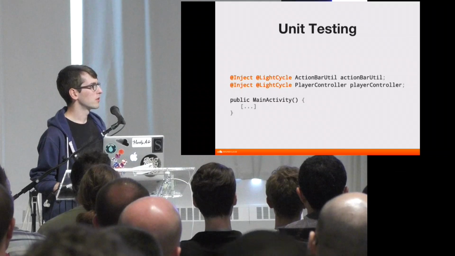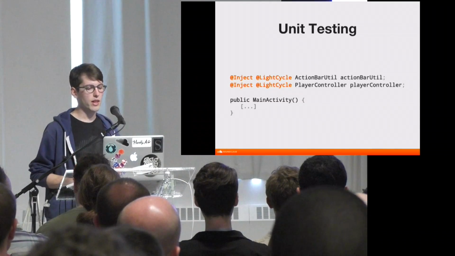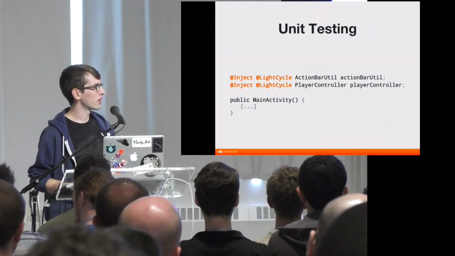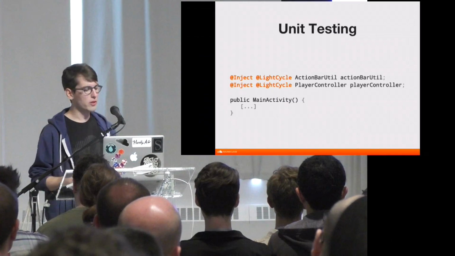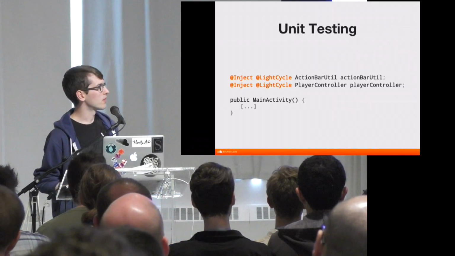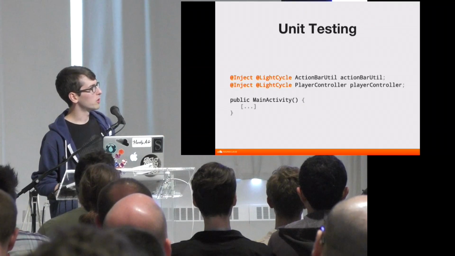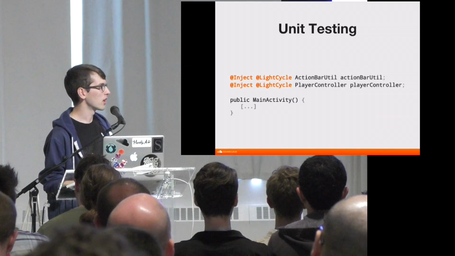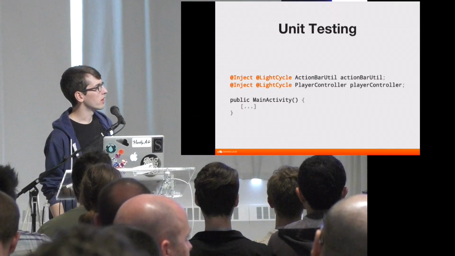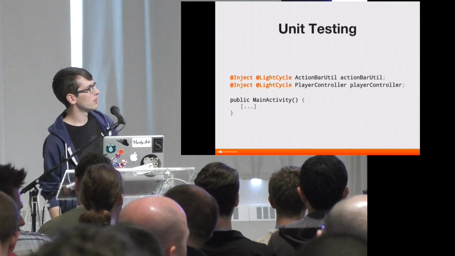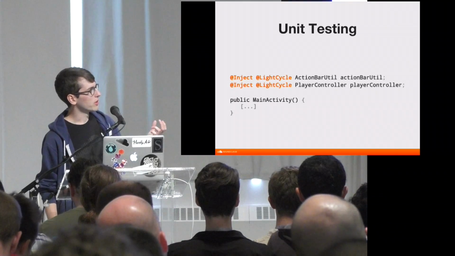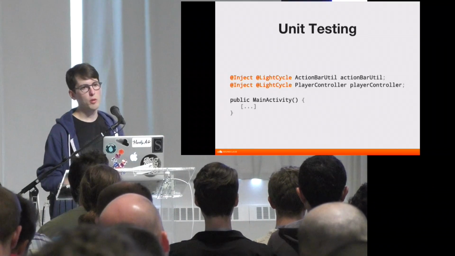The first thing we do is create very thin activity and fragment classes. They have almost nothing in them, and they delegate all of the logic to other collaborators. One of the tools that allows us to do this is called lifecycle. It forwards all of the Android lifecycle callbacks to other components. In this example, this is the main activity, and it has a player controller, but the player controller can still receive an on-resume event and an on-pause event.